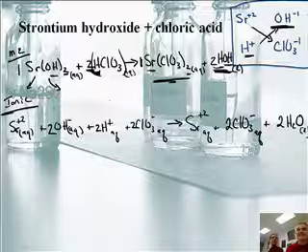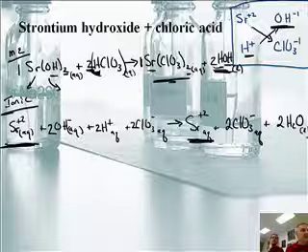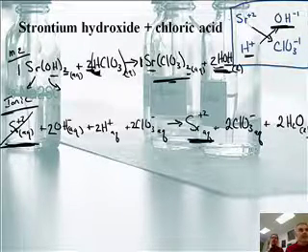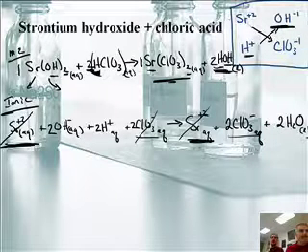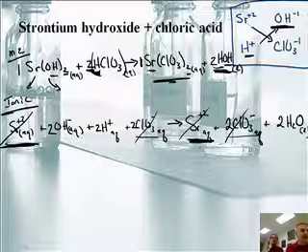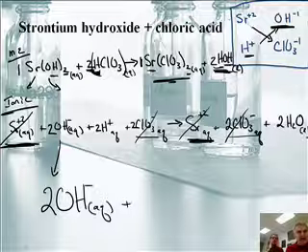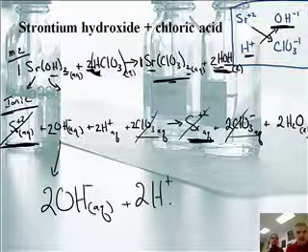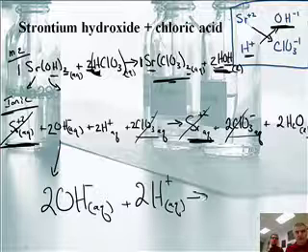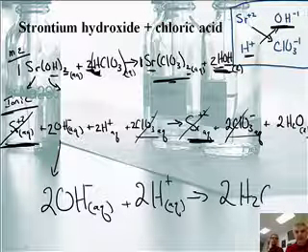Is there anything that's exactly the same on both sides? There is. Strontium ions. The strontium is the same here and here. They're both strontium ions aqueous, so they're going to cancel. And the chlorate ions: 2 chlorates, 2 chlorates, they go away. So the net ionic reaction will be 2 hydroxides aqueous plus 2 hydrogens aqueous make 2 waters, liquid.